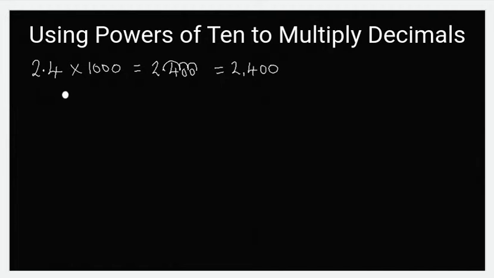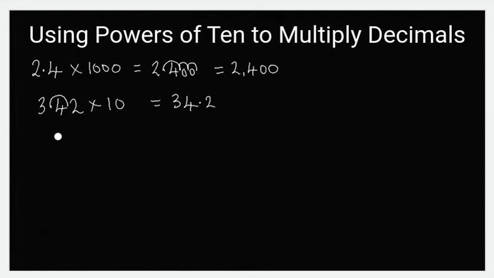All right, so let's do some more examples so you really get this. You have 3.42 times 10. How many zeros do we have here? 1. That means we're moving this forward once. So your answer would be 34.2. So it's quite easy to multiply decimals with powers of 10 or multiples of 10.